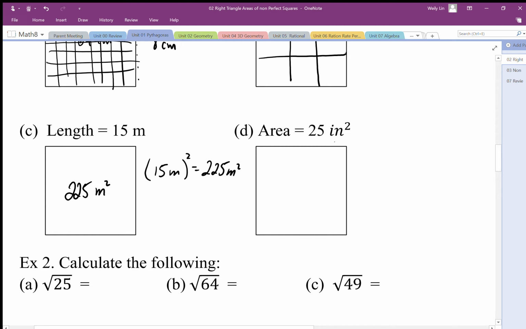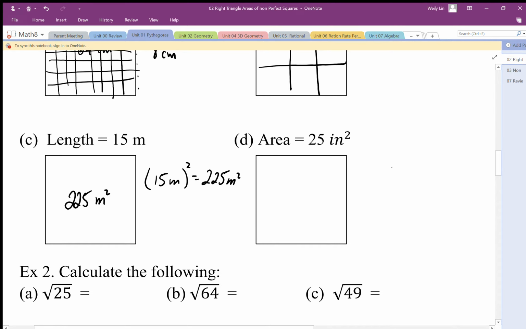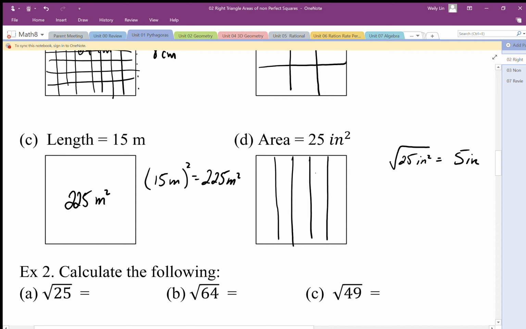Here the area is 25. So in this case, I start with the area inside. I want to get the side length outside. That going from area to side length is square rooting. So I'm going to square root my 25 squares, and I should end up with a length of 5. Okay, and I can draw this in. If I draw 25 squares, okay, there's my 25 squares, and I can see clearly 1, 2, 3, 4, 5. My side length is 5.